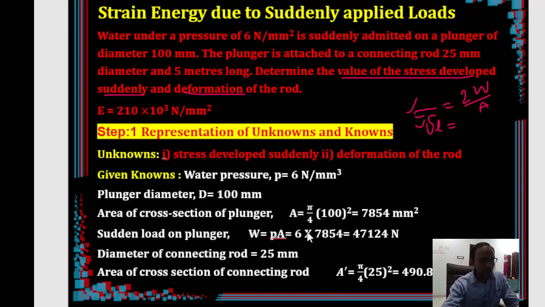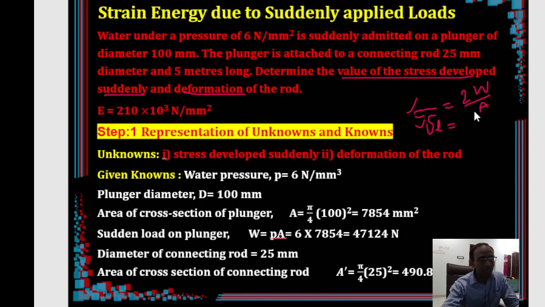Now, because we require 2W by A, first of all we require W, the load acting. The load was not given, but instead the water pressure was given. So pressure times the area which it acts on will give you the amount of load. And then we have to find the value of stress in the rod and the deformation.